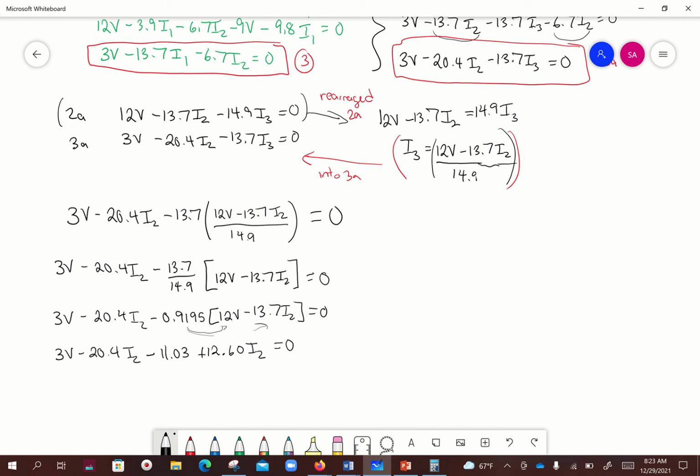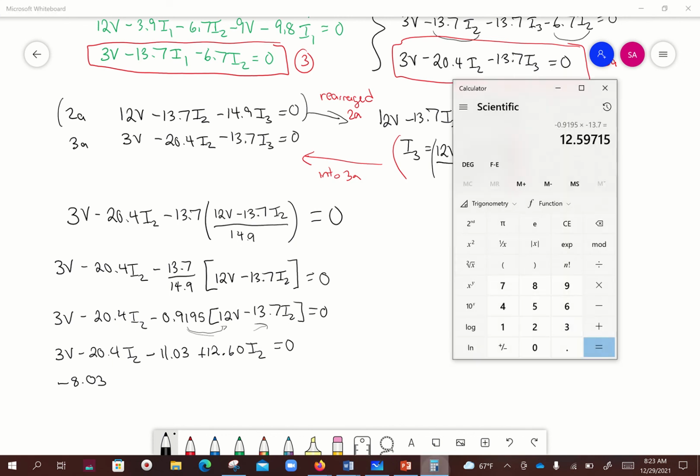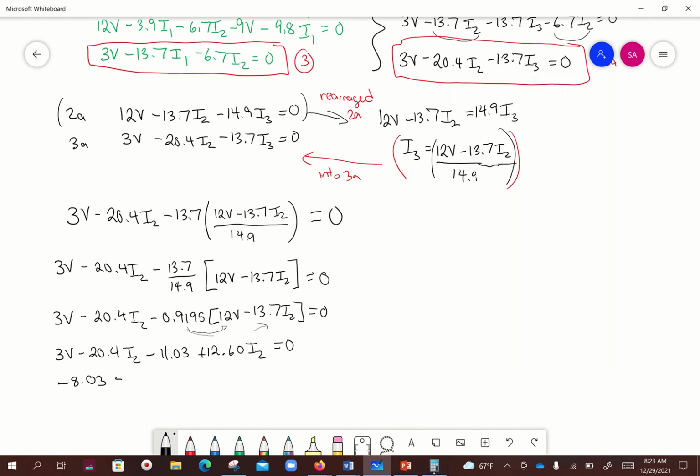Okay, so let me see, I'm going to combine my voltage terms. So I've got 3 minus 11.03, so that's minus 8.03. I'm going to combine my two I2 terms, so I've got minus 20.4 plus 12.6. I should be able to do that in my head, but let's do it on the calculator to make sure I get it right. So I've got minus 7.8 I2 equals 0. All right, now that looks like something I can solve.